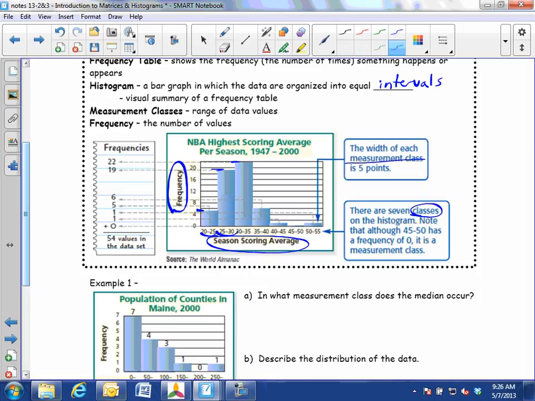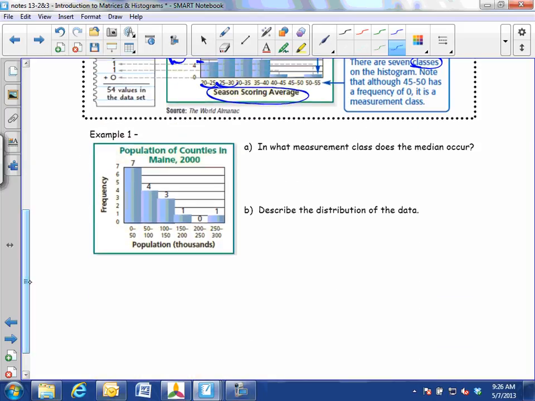Questions, comments on how they're reading this? Okay. Example 1, we've got populations of counties in Maine in 2000. It asks us in what measurement class does the median occur? I know it's been a while since we talked about median. We've got mean, median, well, what's median? The middle. So we want to know where the middle is.